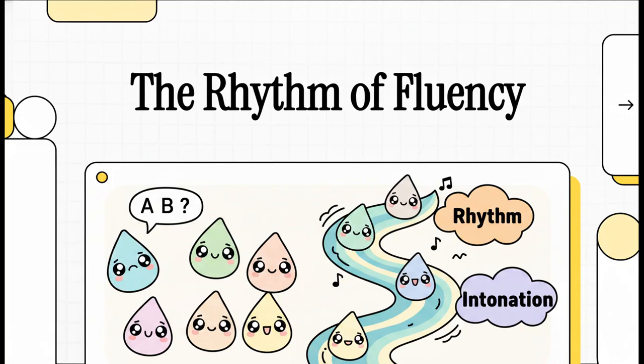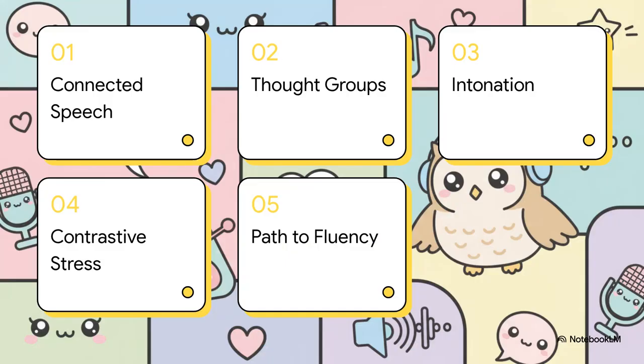Focusing just on those individual sounds is literally like staring at individual drops of water when what you really need to do is understand the flow of the entire river. Okay, let's dive into this. To really grasp how natural speech works, we're going to explore a four-pillar framework today. We've got connected speech, thought groups, intonation, and contrastive stress. Then, we'll wrap the whole thing up with your path to fluency.